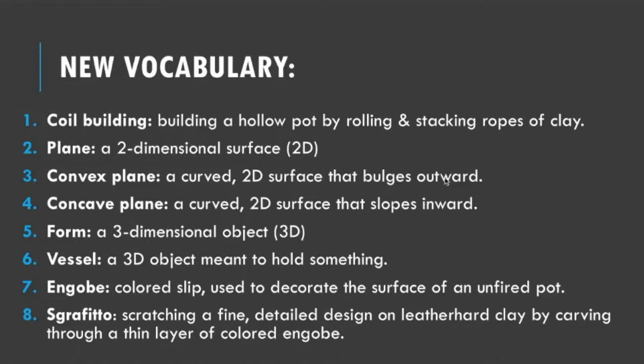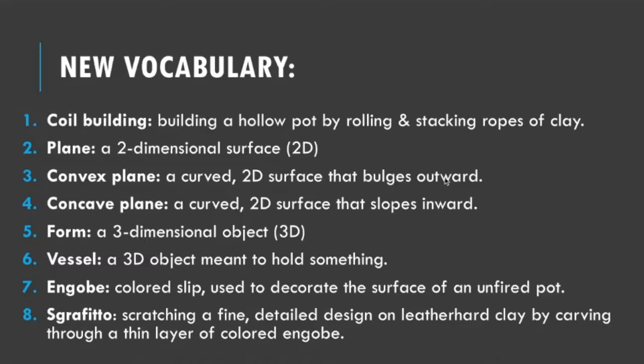And so we want to be able to know that that is a convex plane. A concave plane is a curved 2-dimensional surface that slopes inward. I always remember that a concave surface slopes in like a cave goes into a mountain. It goes in. So you're going to have areas of your vase that slope inward and are concave and get narrower. So your vase that you create is going to have convex and concave planes.